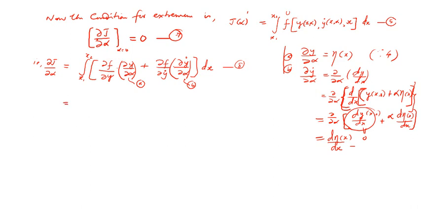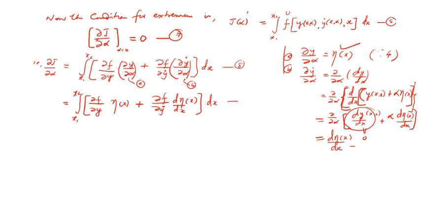So substituting these two things back into equation number 8, equation number 8 becomes the integral from x1 to x2 of ∂f/∂y into A, which is eta of x, plus ∂f/∂y dot into B, which is d eta(x)/dx, bracket closed, into dx. It's quite simple but a bit lengthy, that's all. Let me say that this is equation number 9.